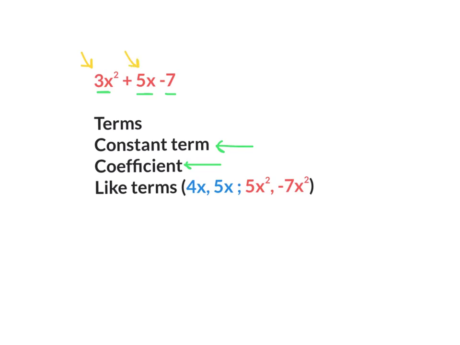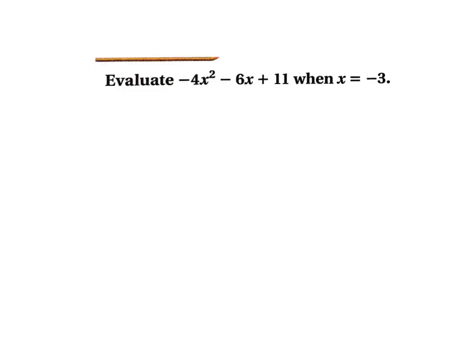And the last word is like terms. Like terms have 2 things in common. They must have the same variable, and if they have an exponent, the exponents must also be the same. 4x and 5x are like terms. They both have x's to the first power. 5x squared and -7x squared are like terms because, again, they have the same variable and the same exponent. Like terms are the only kind of terms that you're allowed to add and subtract with each other, and that's what we're about to do.